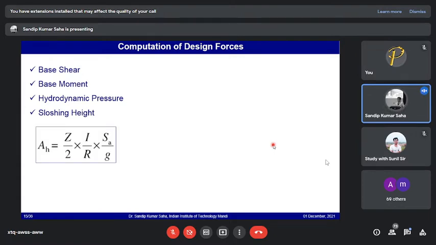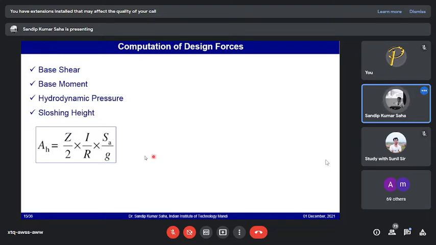Definitely all the things boil down to the basic equations that we all know from earthquake resistant design, from IS 1893 Part 1. We need to find out the accelerations. So the acceleration in the horizontal direction, how is it to be calculated? Again, the formula is Z/2 into I/R into Sa/g, the same as we used for any other structures also.